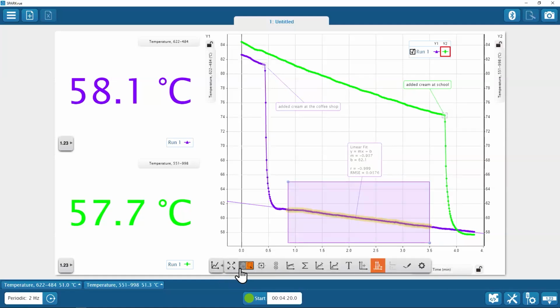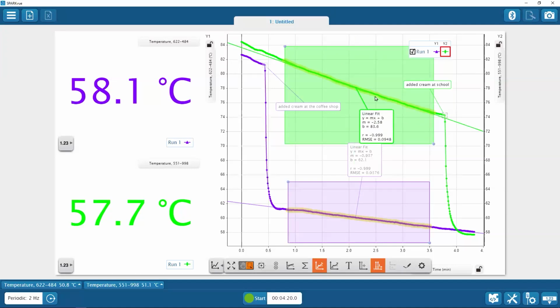I'm going to do the same thing, make sure my select mode is on. Now I could start with the linear fit, or I can flip things again. I could start with the selection. I'll draw that selection box, and it pops open some tools that I could use, including a linear fit. And here I can see that indeed the cooling rate for the coffee that was black in the car versus the one that had cream added already was a little over 2.5 times greater.